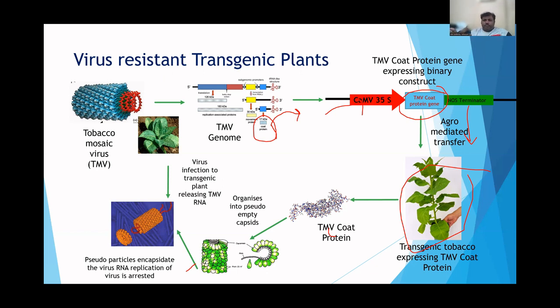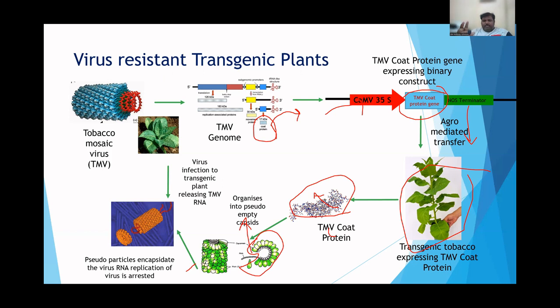How come? Here is the mechanism. What happens is that if you see the coat protein of the tobacco mosaic virus, let me show you. This is the protein of the tobacco mosaic virus, which forms the virion or the capsid. When these tobacco mosaic virus coat protein particles are expressed inside the plant cell, they assemble themselves like this into pseudo or empty capsids.